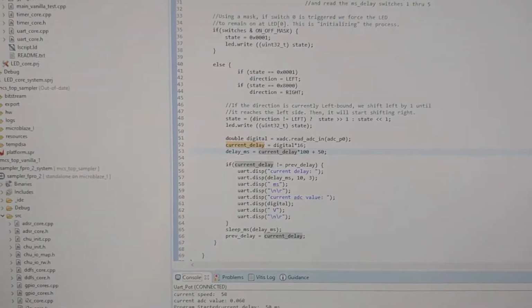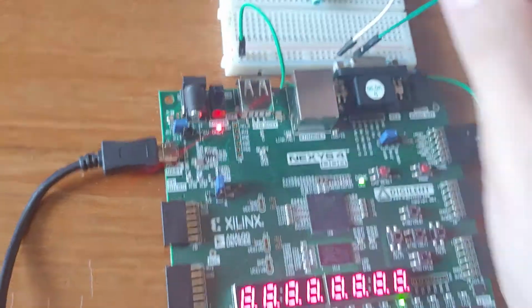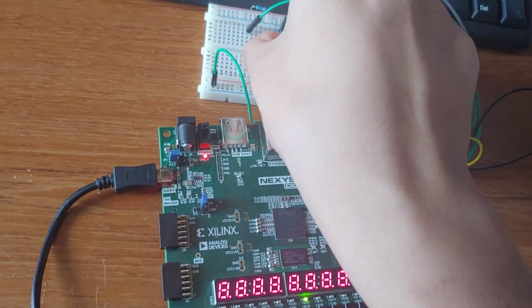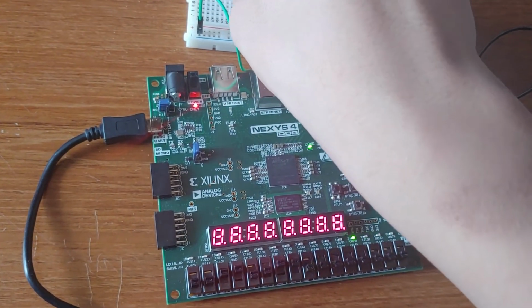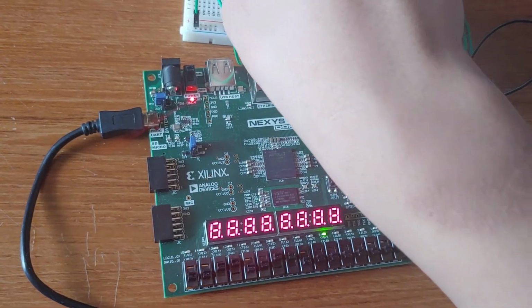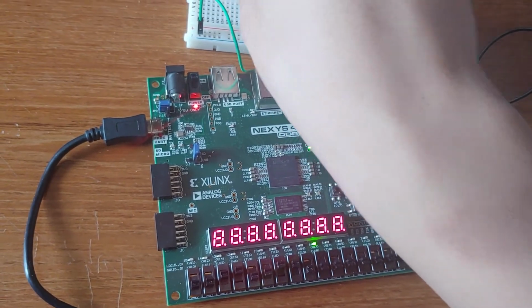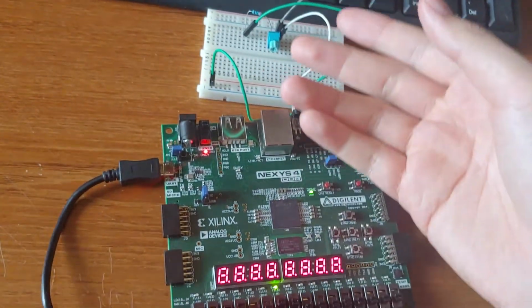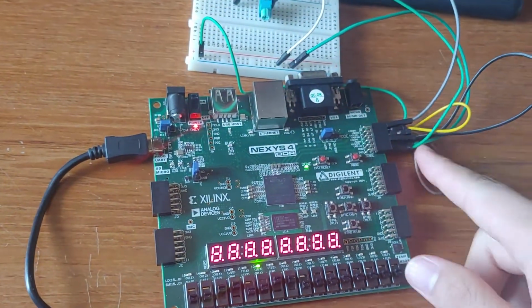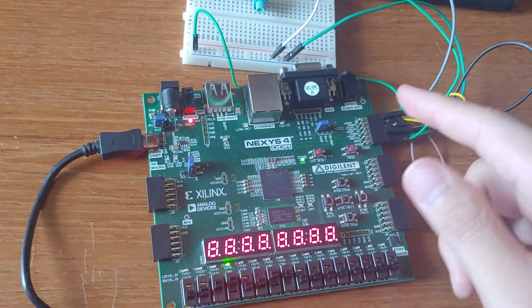So I can demonstrate that currently. If we turn this potentiometer, we can see that the delay really slows down the more we turn it. As I turn it leftwards, I'm increasing the voltage, and as it's read into the ADC, the voltage gets closer to 1.